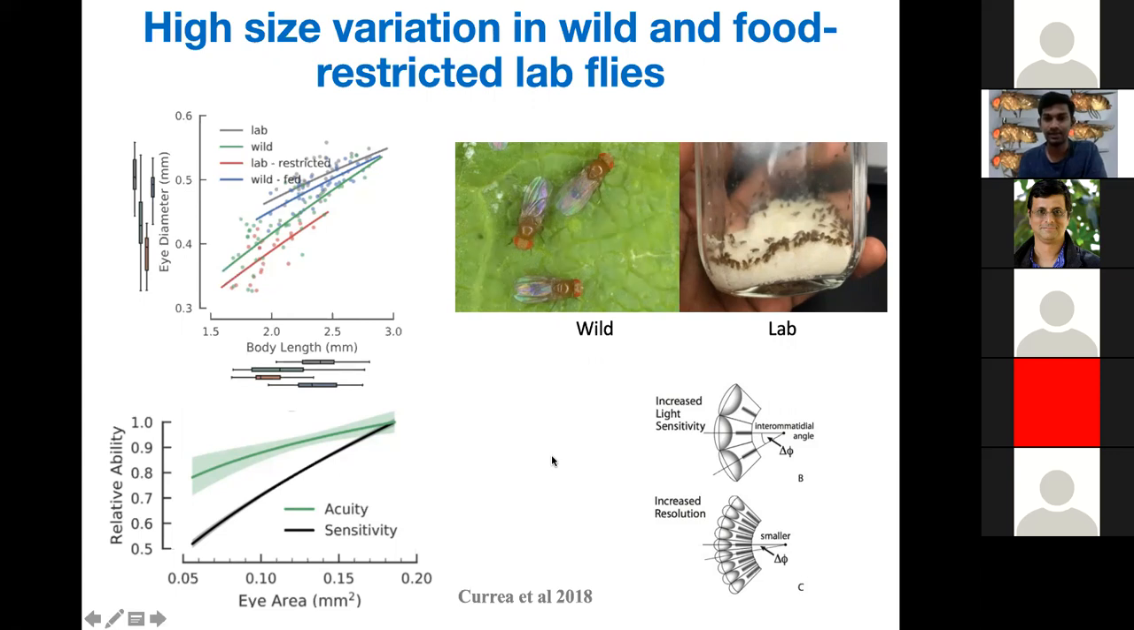He was able to do this, and then he estimated how acuity and sensitivity vary with eye area. What you can see is that both acuity and sensitivity reduce with reducing eye size of these flies. But you can also see that the rate of reduction in sensitivity is much faster than that in acuity. And again, as I've pointed out before, it's always important to check beyond the optics of the eye in order to look at what the actual measures are.